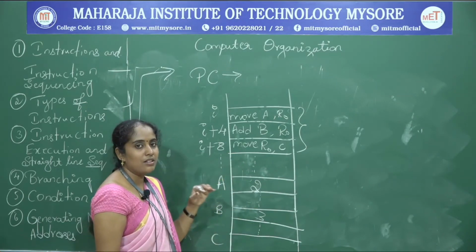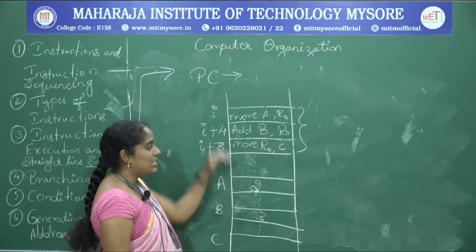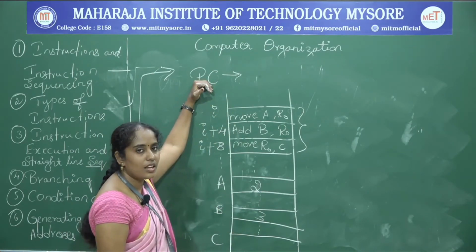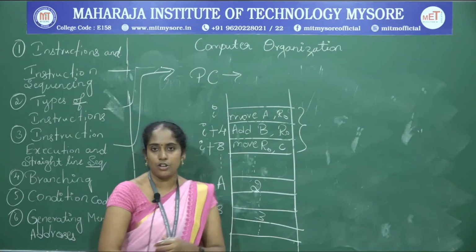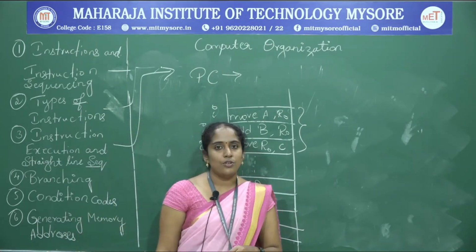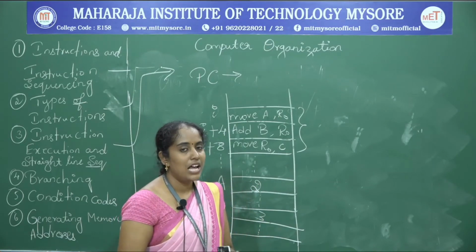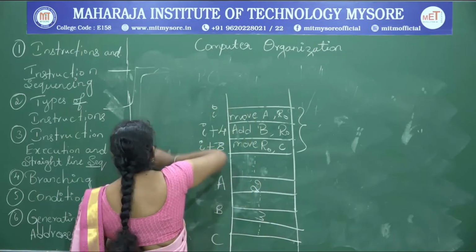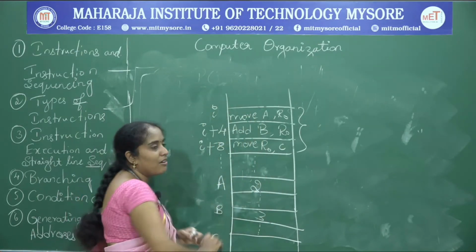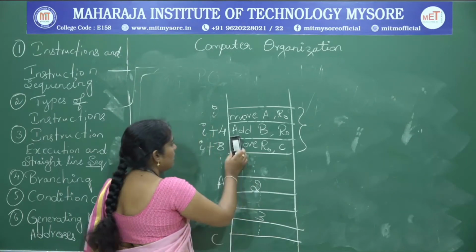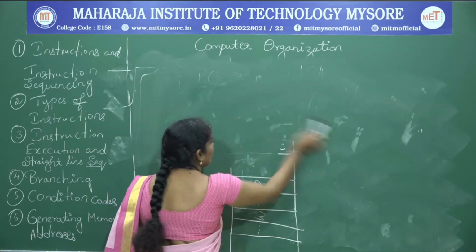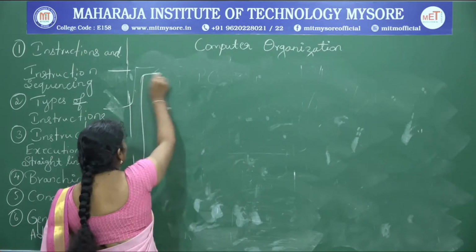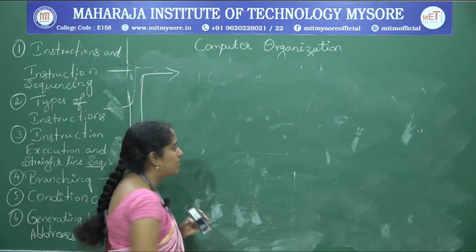So the major work of straight line sequencing is done by using the program counter. Okay, so the next topic is branching. What do you mean by branching? Take an example, addition of n numbers. How to write the instruction set for addition of n numbers? So take an example, branching, addition of n numbers.